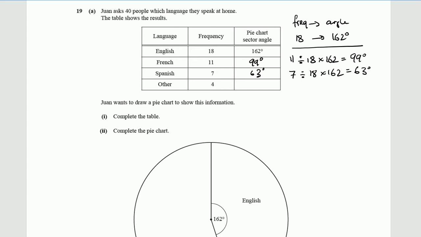And I could do the same thing for the last one, or I could add all these up and take them away from 360. After all, that's what it has to add up to. Just for the practice doing the conversion, I'll do the conversion one more time. So I want to get out of frequency land and into angle land. I have to divide by my frequency number and times by my angle number. So 4 divided by 18 times 162 is 36 degrees.